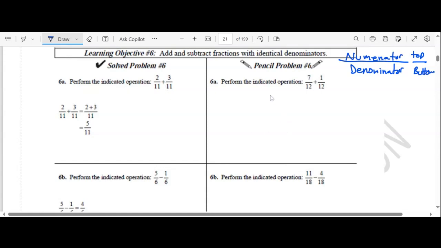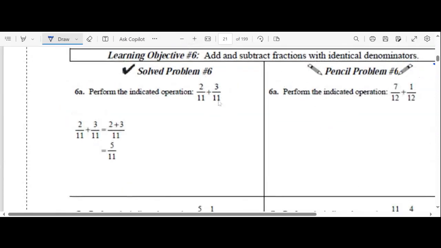2 over 11 plus 3 over 11. Are you lucky? Yes. Why are you lucky? Because they're the same. Because same denominator, right? Yes. So then you say 2 plus 3 over 11. So that gives you what? 5 over 11. Yalla, can you do the next one?